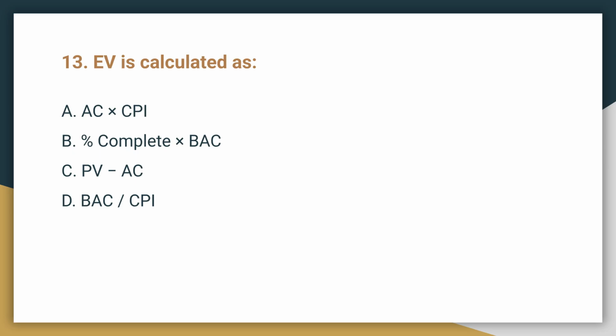Question 13. Earned value, or EV, is calculated as what? The correct calculation is B, percent complete multiplied by BAC. Earned value represents the planned budget for the work that has been completed.